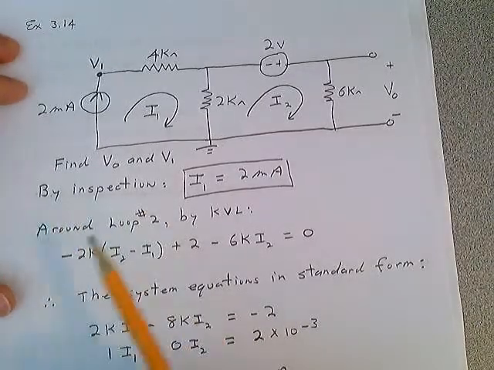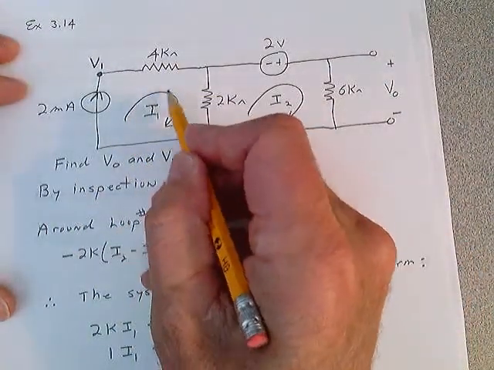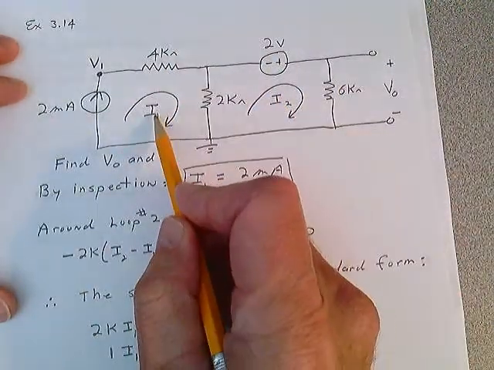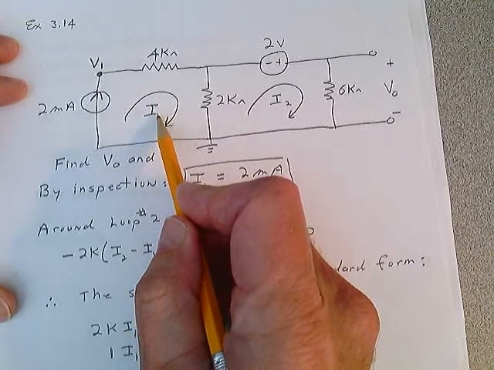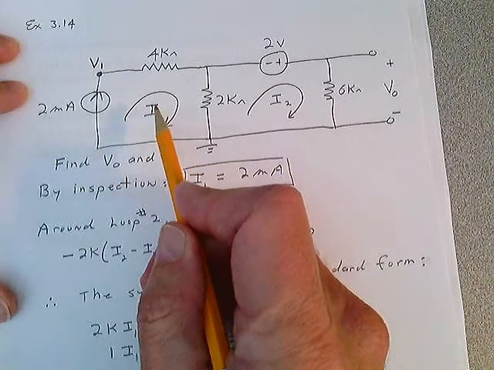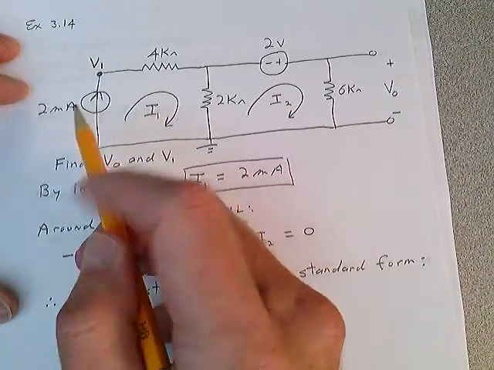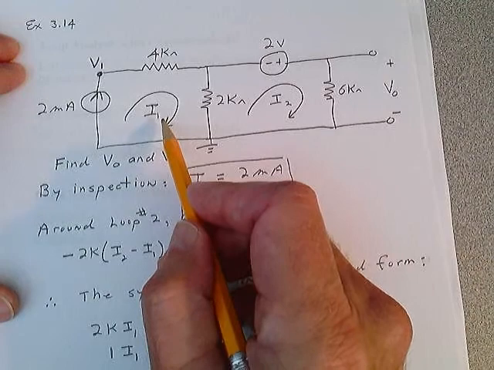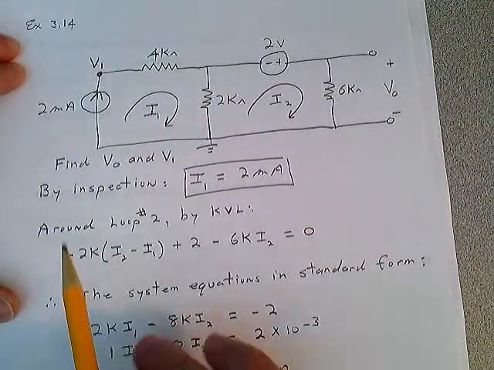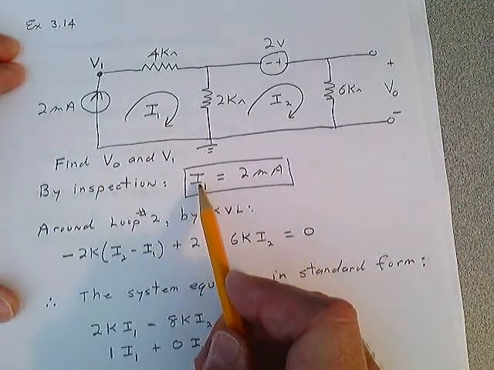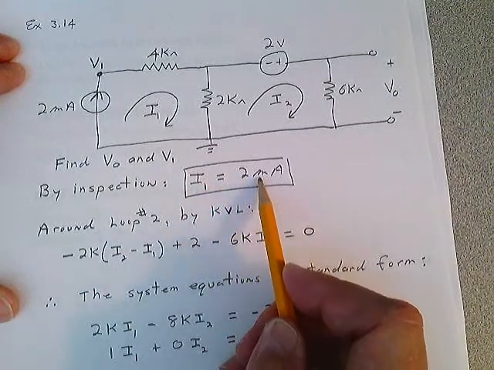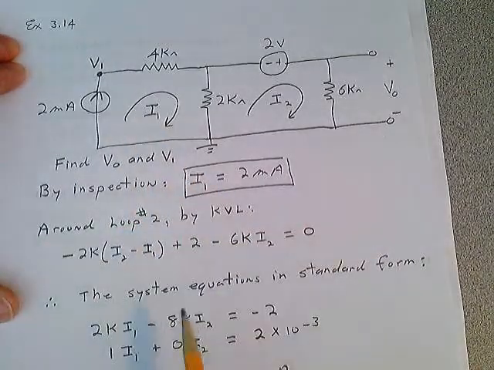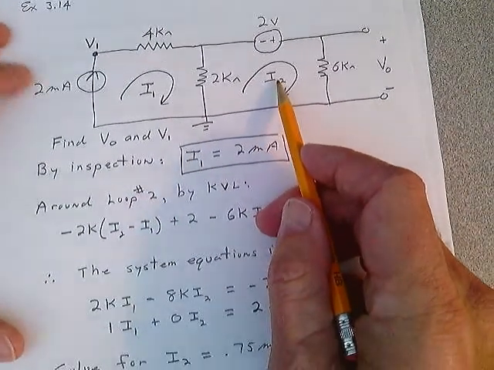So by inspection, if you assign loop current I1 here and you assign loop current I2 here, notice that I1 is the only current that passes through that source. That's the key when you assign loop currents, when you have a current source. Make sure that that loop current is the only loop current that goes through that source. If that's the case, you can say right off the bat I1 is 2 milliamps. Greatly simplifies the problem. And now you just have one Kirchhoff's voltage law equation.